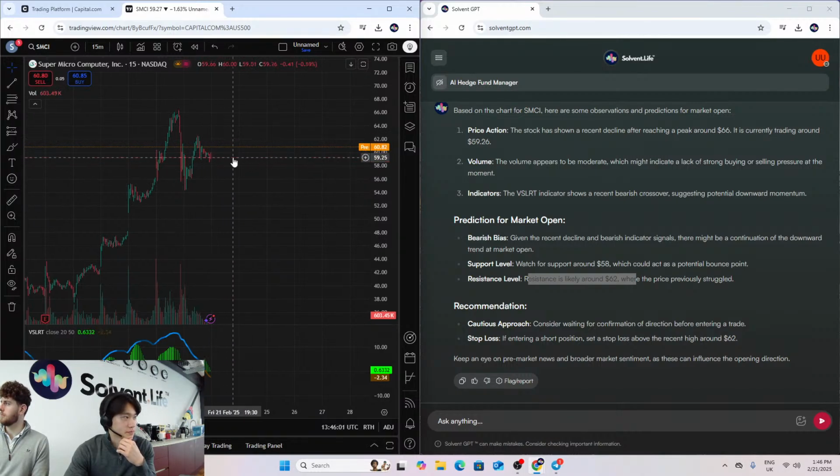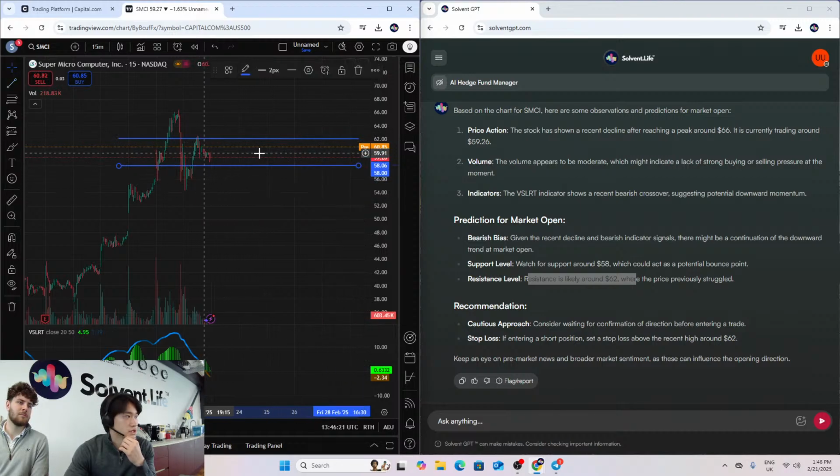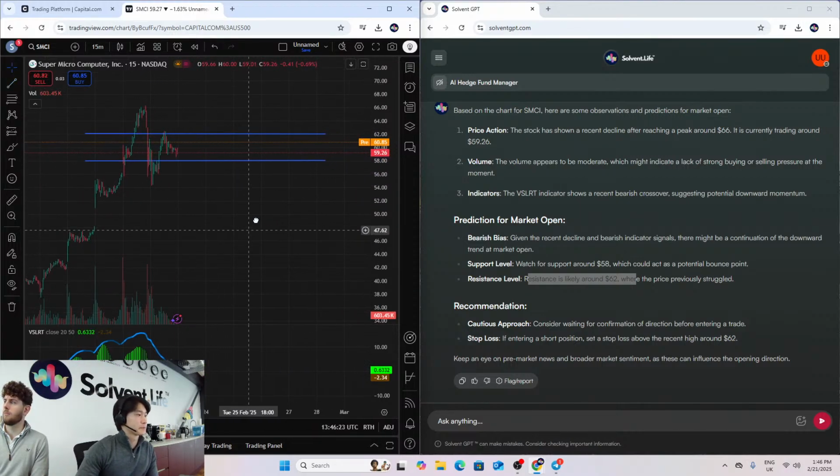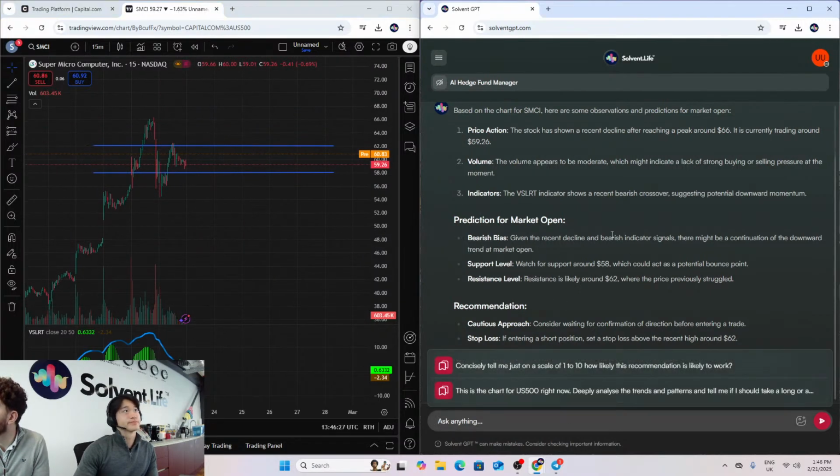Okay, we'll keep an eye on this. $62 and 58 down here. So we'll keep an eye on that. Perfect. We're just under 45 minutes away from market open.